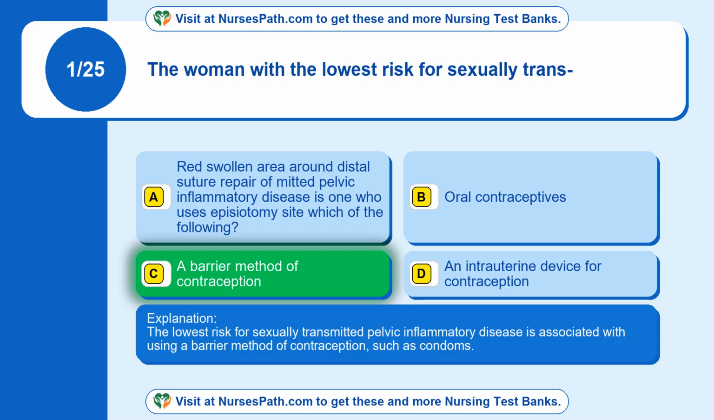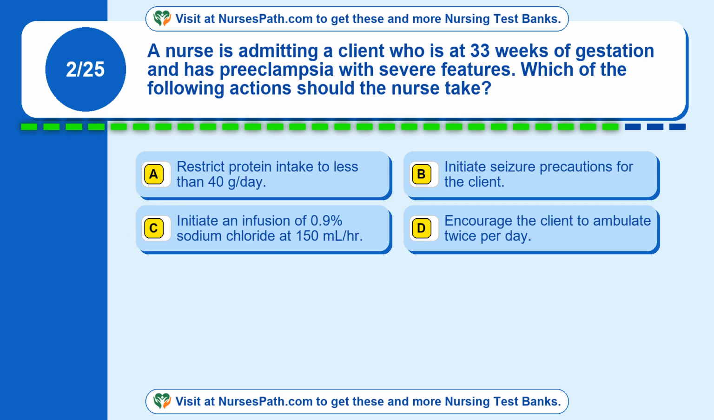The lowest risk for sexually transmitted pelvic inflammatory disease is associated with using a barrier method of contraception, such as condoms. Question 2. A nurse is admitting a client who is at 33 weeks of gestation and has preeclampsia with severe features. Which of the following actions should the nurse take?